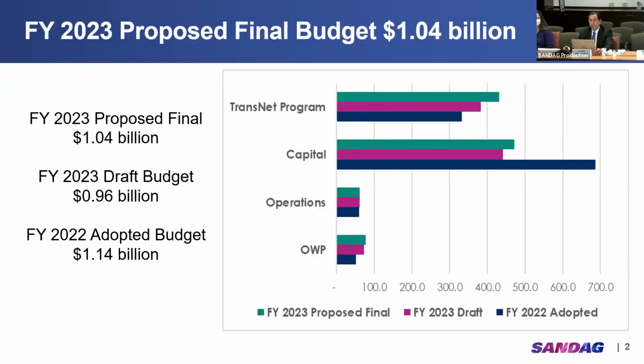So the draft budget was $960 million, and I'd mentioned during our presentations in March, that was the first time that we had fallen below $1 billion in several years, primarily because of the completion of the Midcoast project. However, we did receive some additional increased revenues between draft and final, and our proposed budget is now over $1 billion. That's $1.04 billion, which is an increase of $80 million between the draft and final budgets.